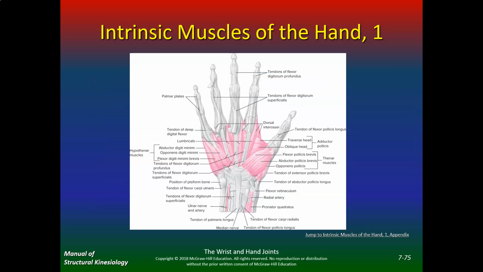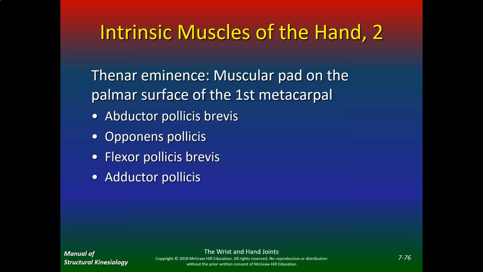These are all the intrinsic muscles of the hand. A lot of them. Lumbricals, abductor digiti minimi, flexor digiti minimi, you name it. Flexor pollicis brevis, abductor pollicis. So looking at that and seeing all those muscles.